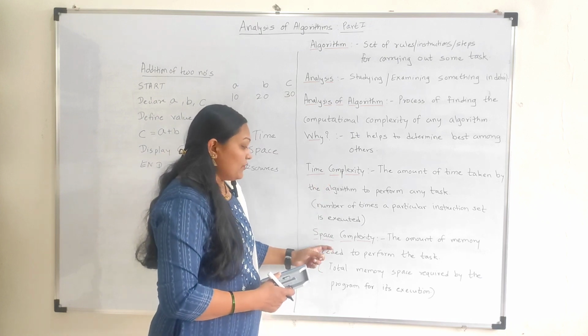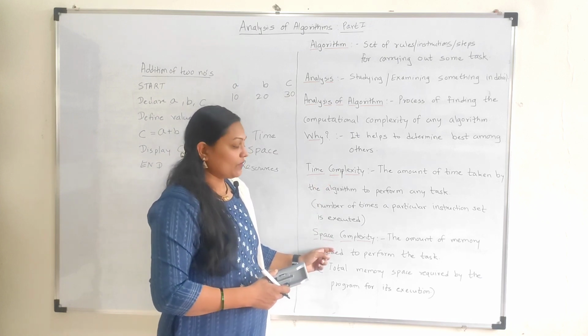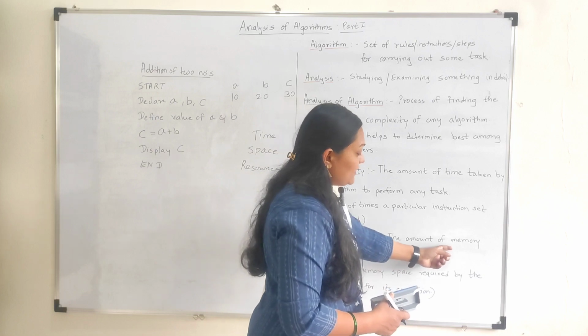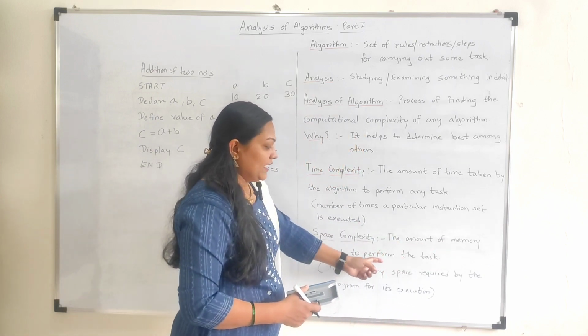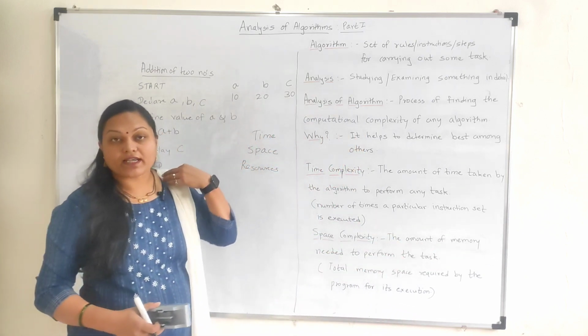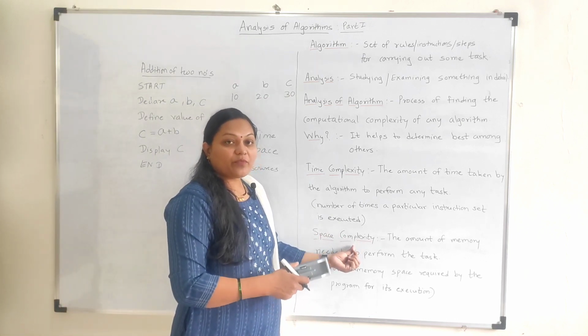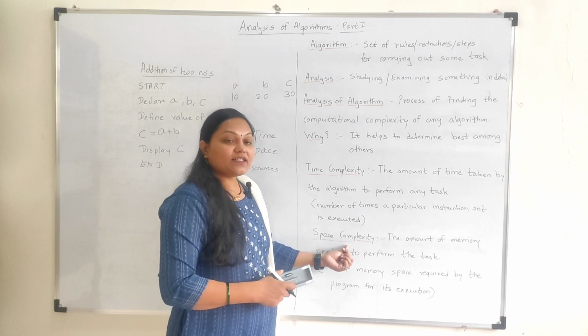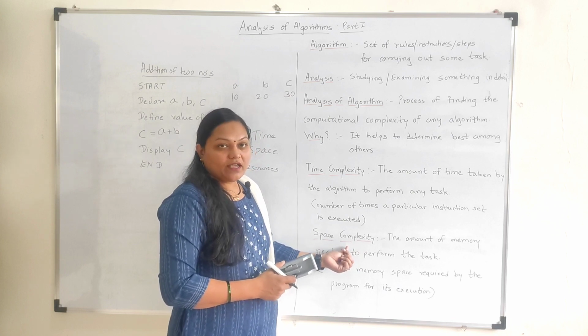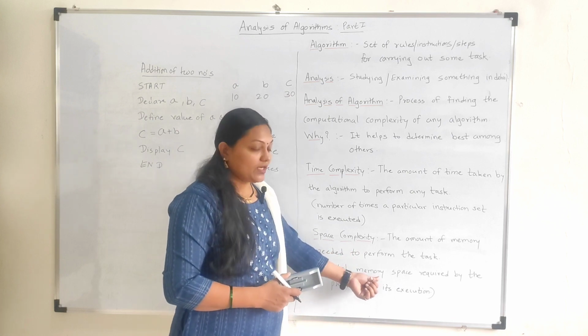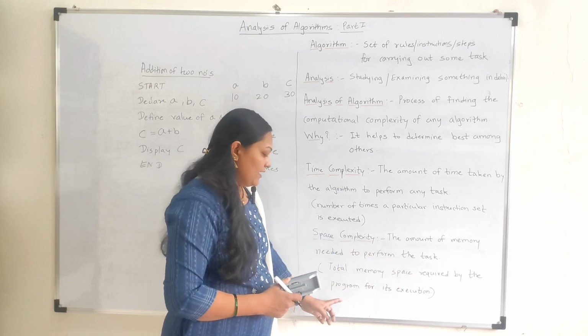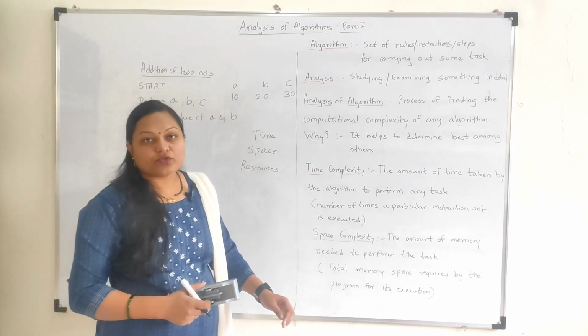Okay, so now space complexity. The space complexity is the amount of memory needed to perform a specific task. So how much memory you require for performing any task, that we consider in the space complexity. Actually, we are considering the total memory space required by the program for its execution.